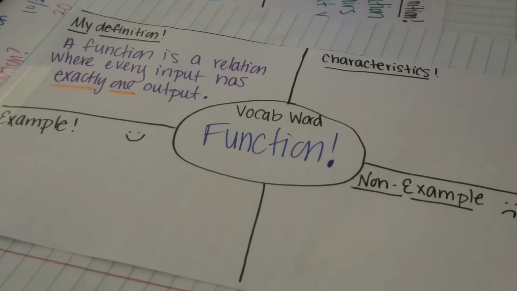What do you think that means? I don't know. Doesn't every input have an output? It only has one. It only has one X. Each X can only have what? One Y. One Y.